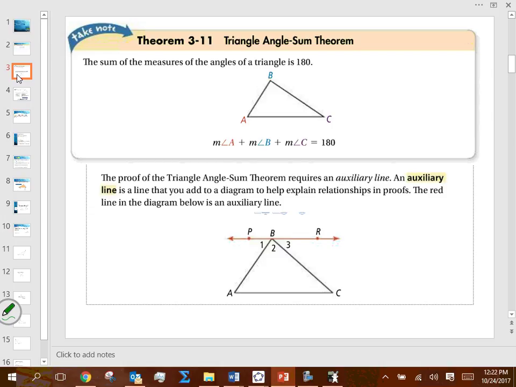In order to do this proof, we need to know what auxiliary means. Anybody know what auxiliary means?